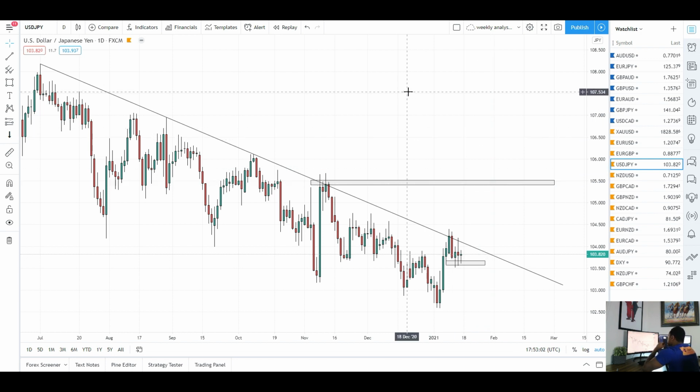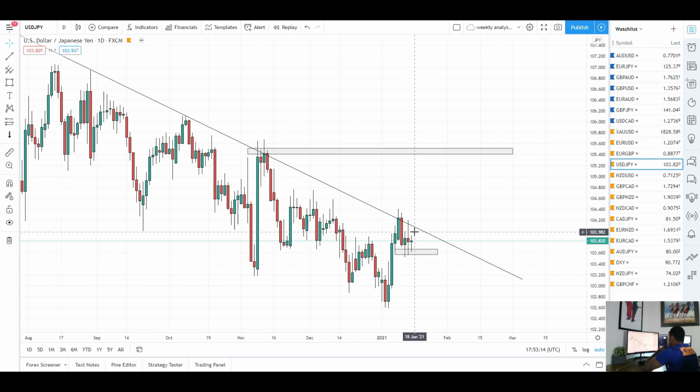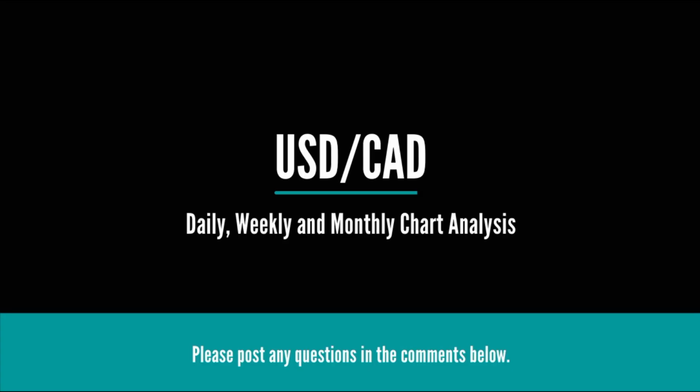But currently we're still bearish, and if price breaks through that level on the 4 hourly time frame, then we'll probably see price continue back to the lows, break above that trend line. We can see a longer push to the upside, maybe to go and test the highs up there. And next we've got USD CAD.